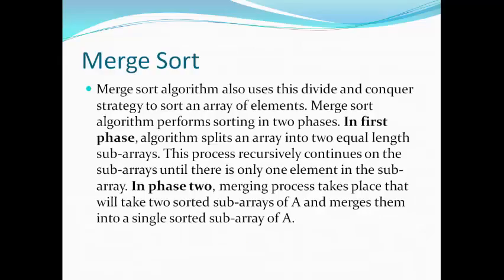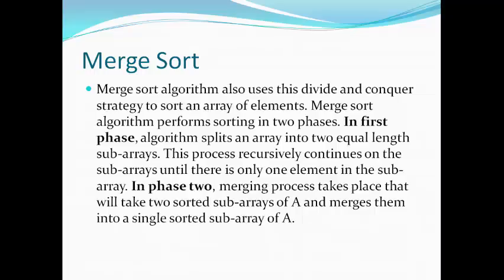Merge sort. The merge sort algorithm uses the divide and conquer strategy to sort an array of elements. Merge sort performs in two phases. The first phase splits the array into two equal-length subarrays, and the process recursively continues on the subarrays until there is only one element in the subarray.